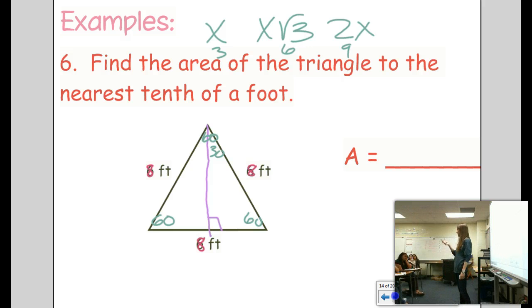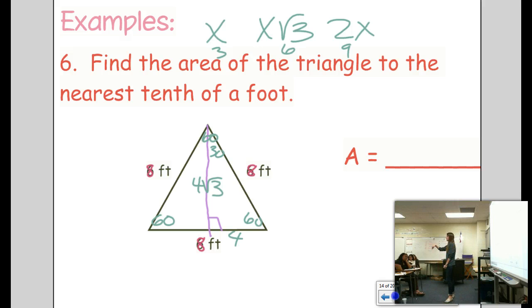Where does that 4 go? Is that the height or is that half of the base? It's half of the base. 8 divided by 2, yeah. So the 4 goes here, so what goes here? 2. Yeah. X, x root 3, 2x. Does it follow the pattern? Yeah. x root 3 is 4 root 3. Cool.